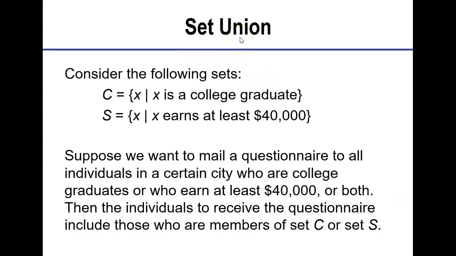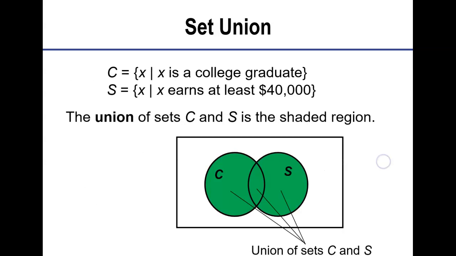Set union. Consider the following sets. Set C, again, is X such that X is a college graduate. Set S is X such that X earns at least $40,000. Suppose we want to mail a questionnaire to all individuals in a certain city who are college graduates or who earn at least $40,000, or both. Then the individuals to receive the questionnaire includes those who are members of Set C or Set S.